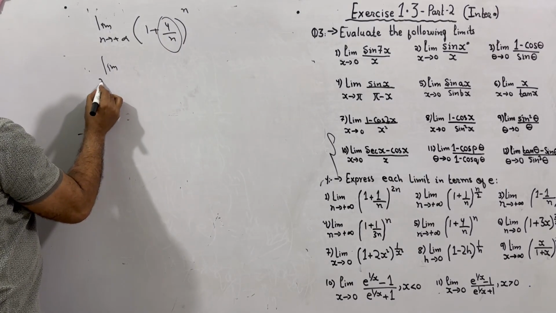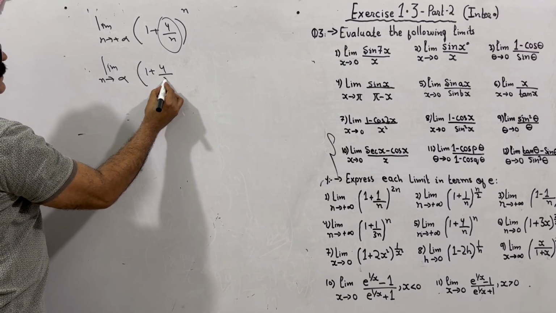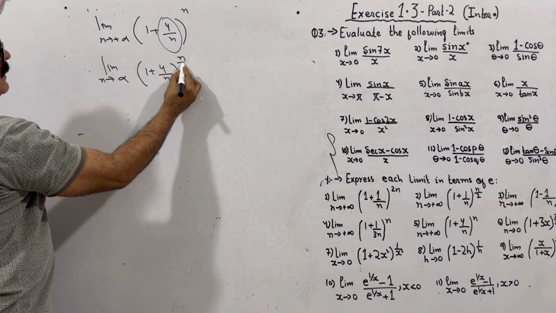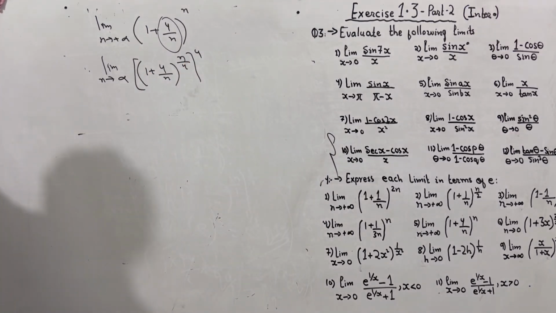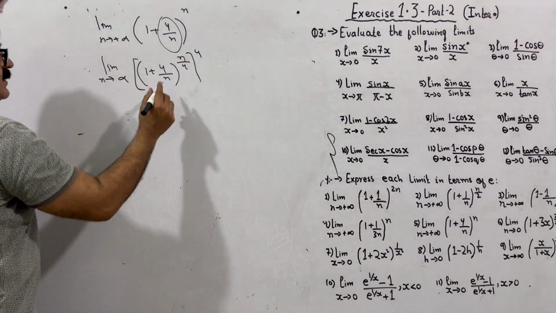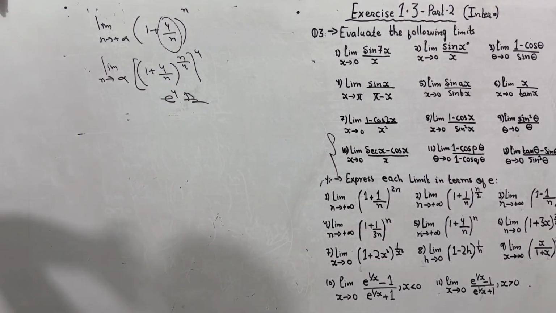Limit as n tends to positive or negative infinity of 1 plus 4 over n. Here it must be n over 4, so divide and multiply by 4. So it fits the case of E, raised to 4, our answer. E raised to 4 is our answer.